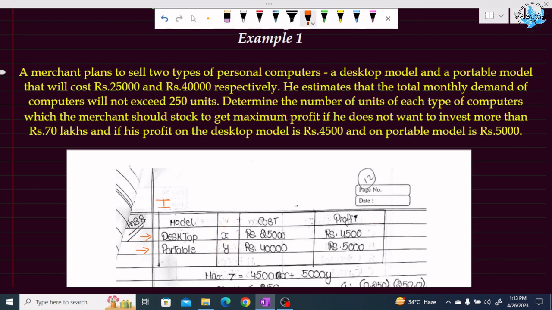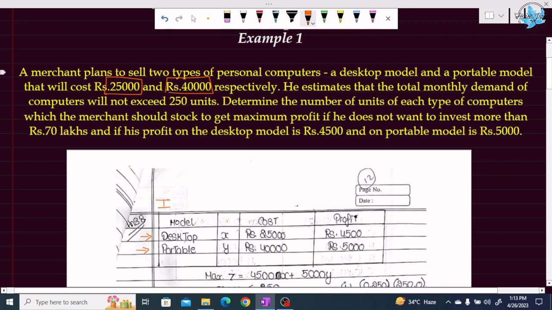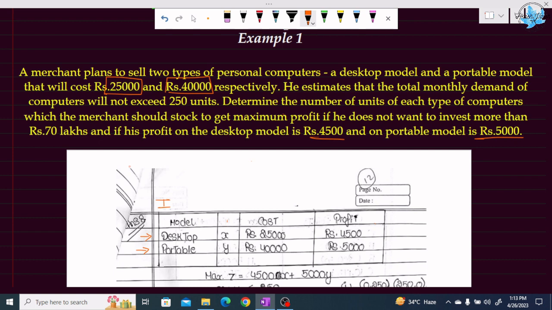Now in the question it is given that the desktop model cost is 25,000 and the portable model cost is 40,000. So I have written down the values in the table, that is the cost of the desktop model and the portable model. Then the profit is given, that is 4500 and 5000.